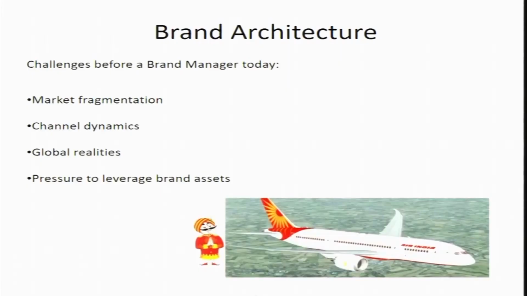The second challenge that they are facing is channel dynamics. Now, channels are also becoming more and more different and multiple. Earlier it was very simple. A manufacturer will manufacture the product, then the product will move from manufacturer to stockist, from stockist to wholesaler, from wholesaler to retailer, and from the retailer the consumer will go and buy and consume.